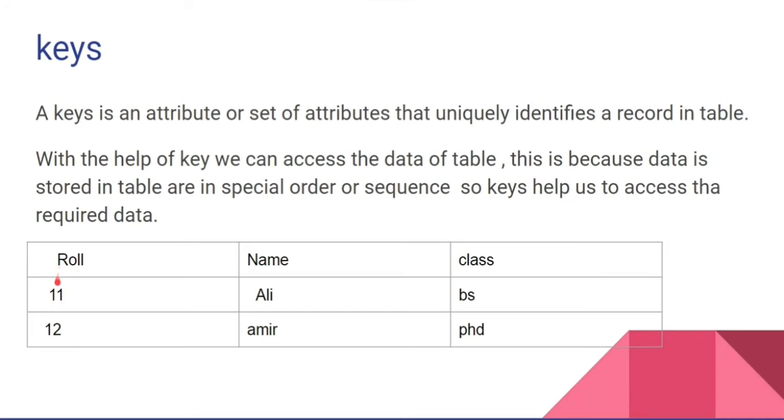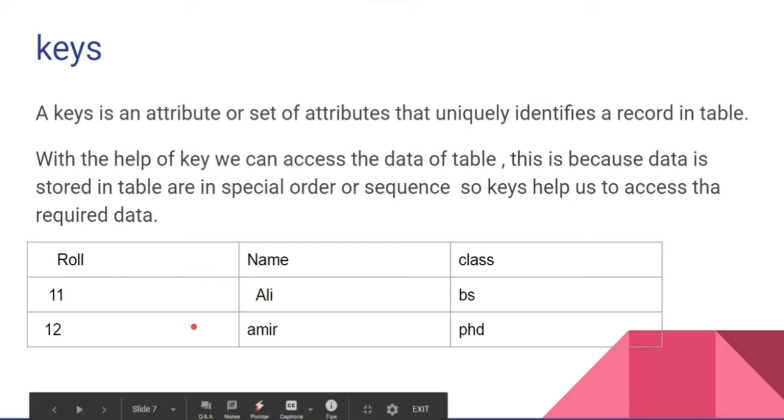With the roll number, I can access the data. If I want to access the data of Ali, whose class is BA, I can make this roll number a key. With the help of the key, which is roll number 11, I can access the data of Ali. So a key is an attribute or set of attributes that uniquely identifies a record in the table. With the help of a key, we can access the data of a table.